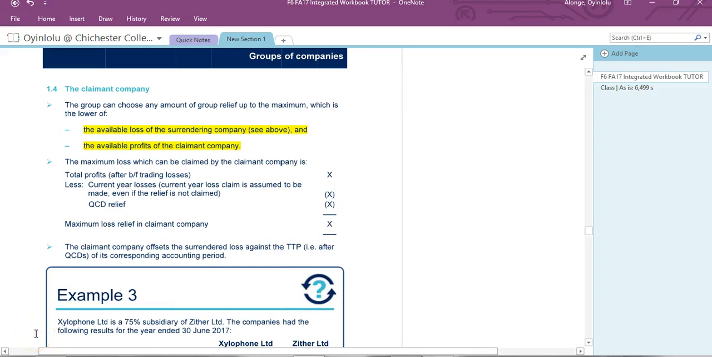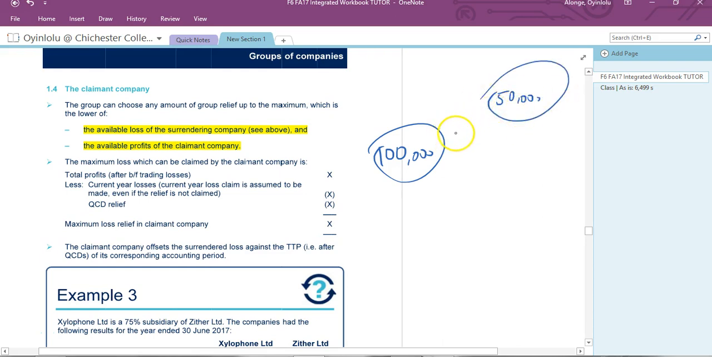Okay, right. So we've talked about the surrendering company, and I guess it makes sense that if you're surrendering, imagine you have a company surrendering 100,000 pounds worth of loss, and you have profit worth only 50,000. We'll talk about what makes up this profit anyway. Well, it makes sense, right?